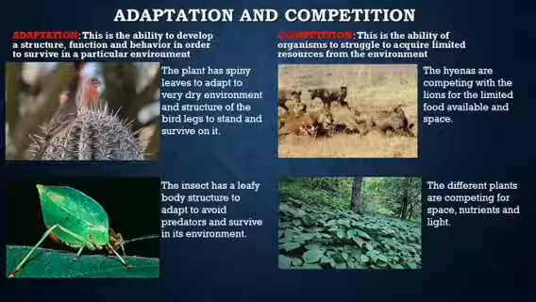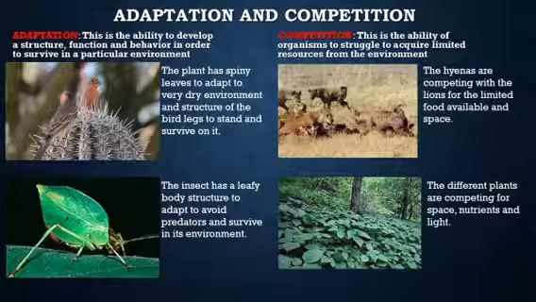And below it is a leaf-looking insect. The insect is there, but it has a leaf-like structure, which makes it look like a leaf to its predators. They are doing this so that they will not be eaten by their potential predators, and they use this to survive. And that's what we call adaptation. Adaptation is the ability to develop structure, function, and behavior in order to survive in a particular environment.